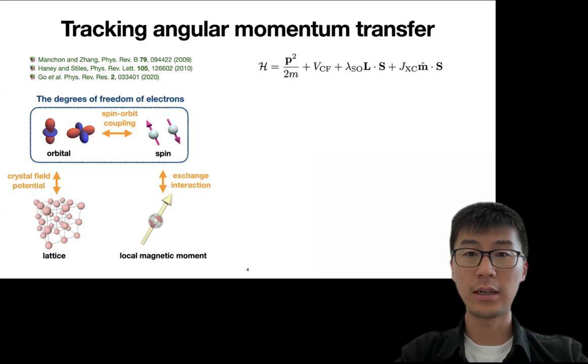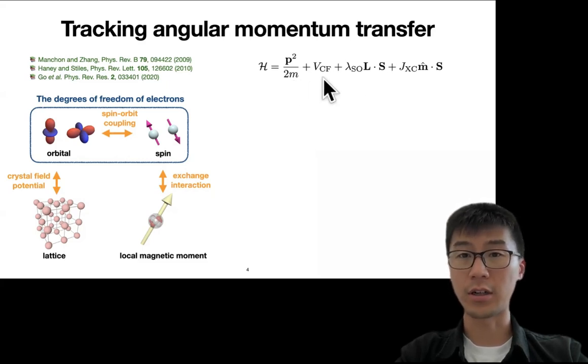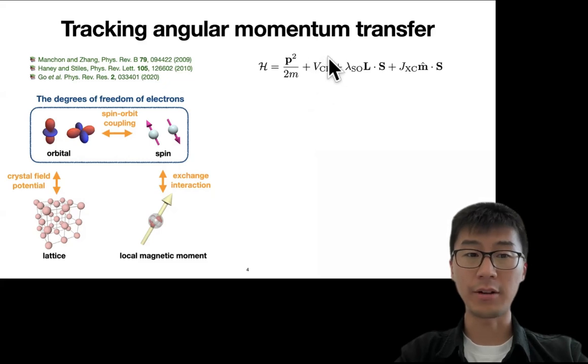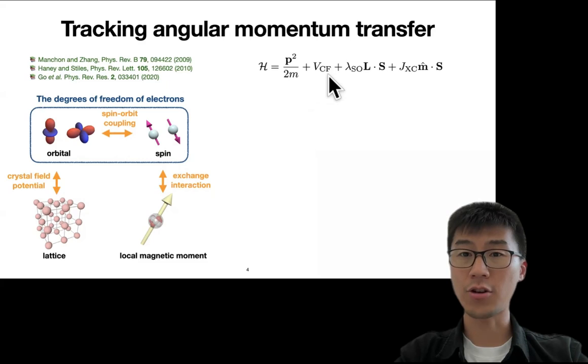So if we start from an effective single particle Hamiltonian, such as the Kohn-Sham Hamiltonian in DFT, we can start from the following general terms: CF is the crystal field potential generated by the crystal ions and the rest of the electrons, the spin-orbit coupling between L and S, and the exchange interaction. Individually, they all describe these interaction channels that I show here.